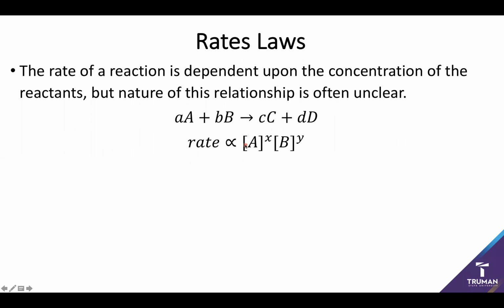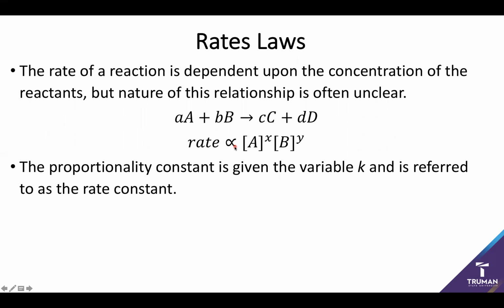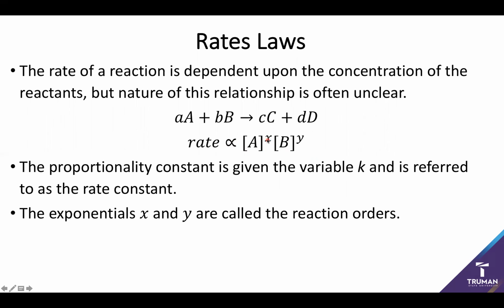First of all, we know that it's dependent upon the concentration of the reactants, and it should be proportional to some sort of mathematical feature of the reactants present. Specifically, it is most likely going to be some sort of product of the reactants to a given power. In this case, the proportionality constant is given the variable k, and this is going to be our rate constant. Our exponents, here x and y, are called the reaction orders. These are most typically integer values going from 0, 1, 2, 3, and 4. However, 0, 1, and 2 are by far the most common.